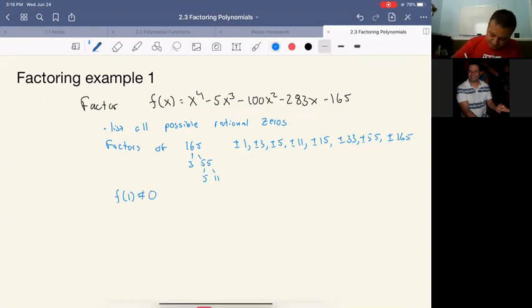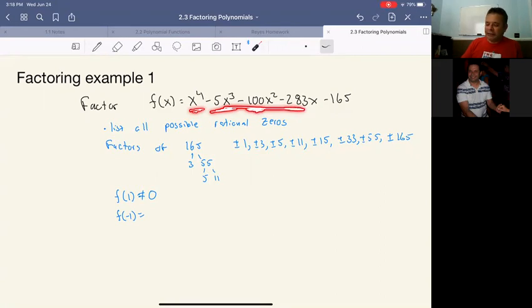Let's try negative 1. Okay, negative 1, so that's going to be 1 plus 5 is 6. Okay, minus 100 is negative 94. Plus 283, oh man, I have to use my calculator on this one. So 1 plus 5 minus 100 plus 283 minus 165, that's 24, not 0. So 1 is out. Oh man, I hate when that happens.